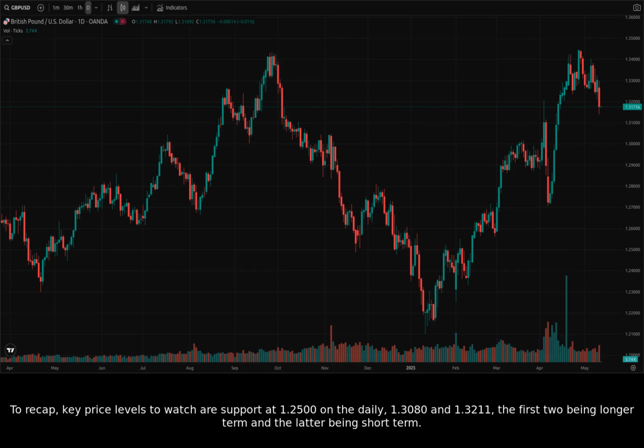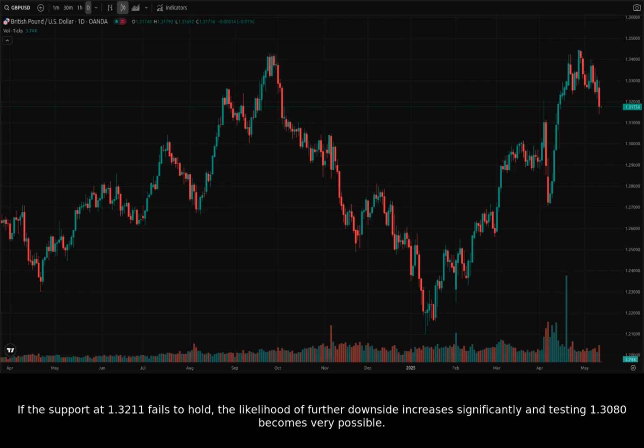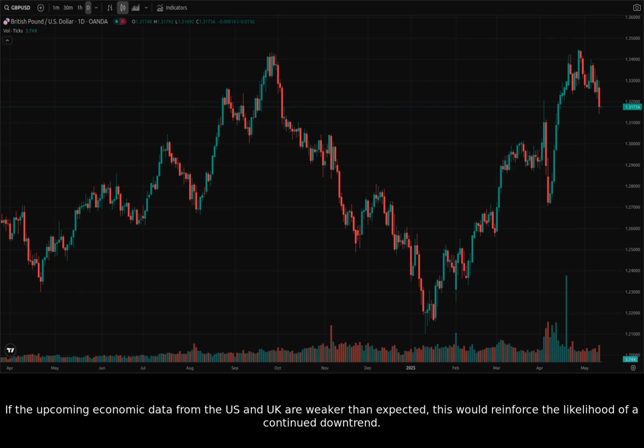To recap, key price levels to watch are support at 1.2500 on the daily, 1.3080 and 1.3211, the first two being longer term and the latter being short term. If the support at 1.3211 fails to hold, the likelihood of further downside increases significantly and testing 1.3080 becomes very possible. If the upcoming economic data from the US and UK are weaker than expected, this would reinforce the likelihood of a continued downtrend.